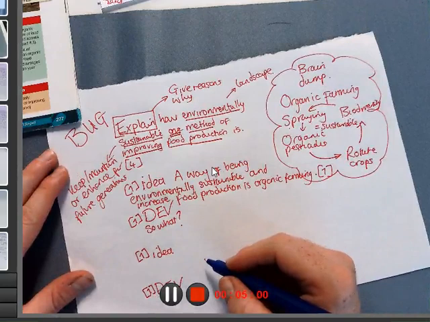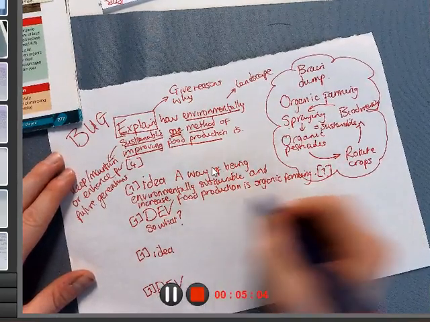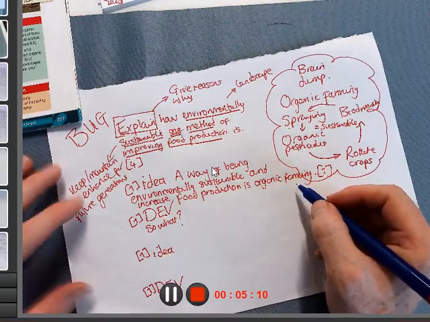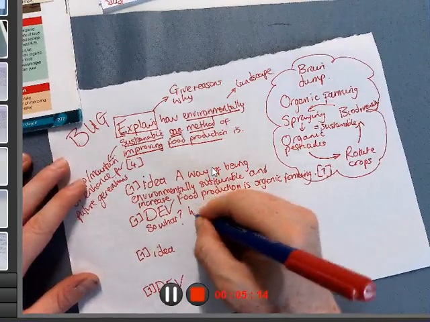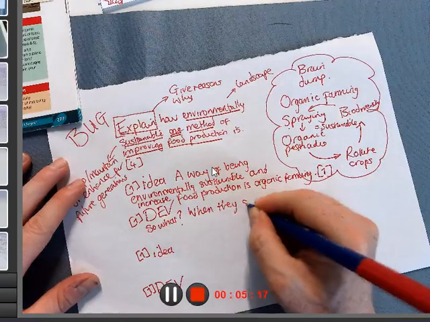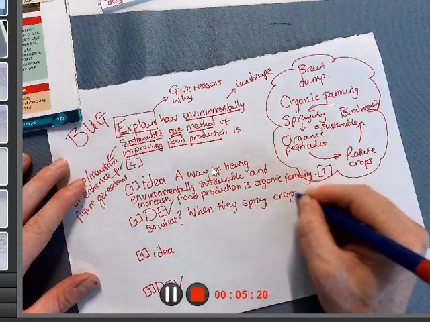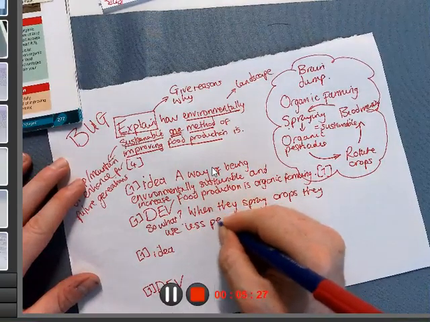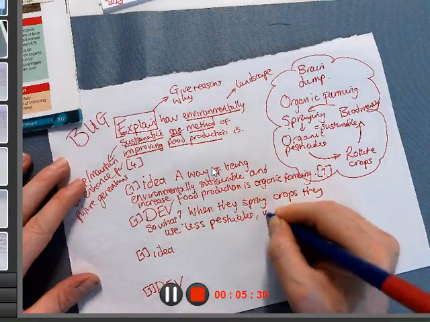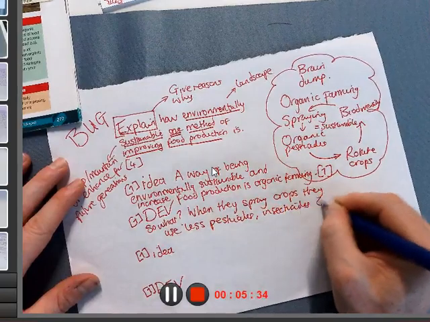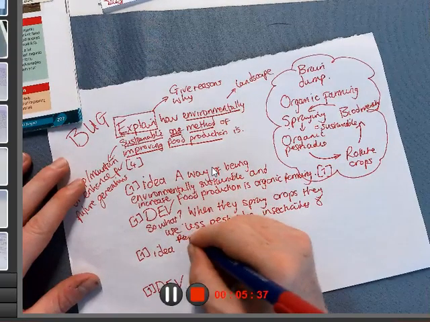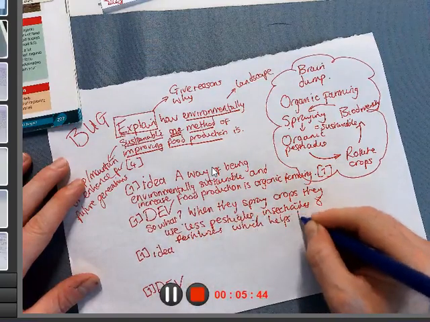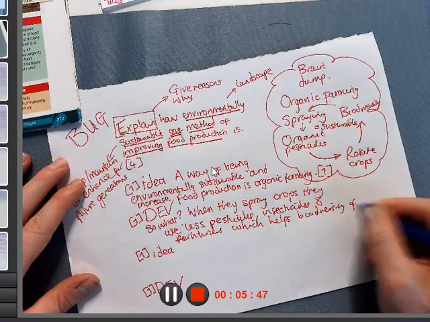When I'm modelling my question, I've already got my 1 mark. Now I've talked about organic farming. Well, I need to develop my ideas. So I'm going to say in my head, so what? What does that mean? How do I develop that? How do I expand on that? So you can say when they spray crops, they use less pesticides, insecticides, and fertilizers, which helps biodiversity of plants. That's my first development.